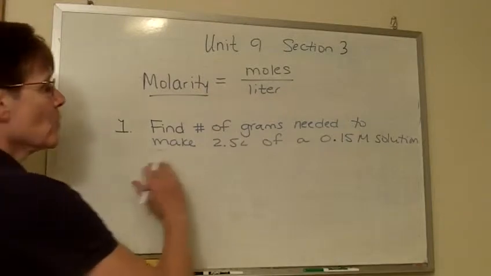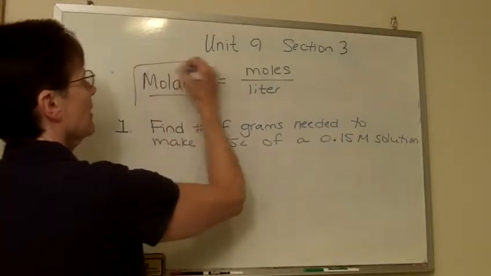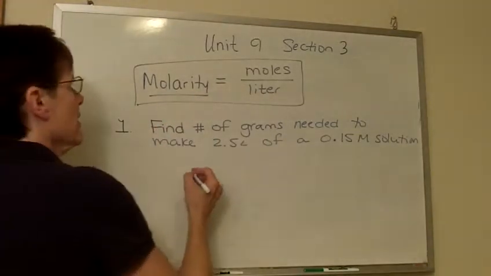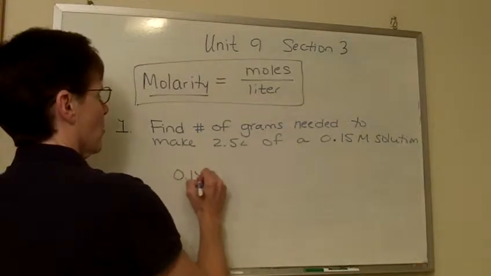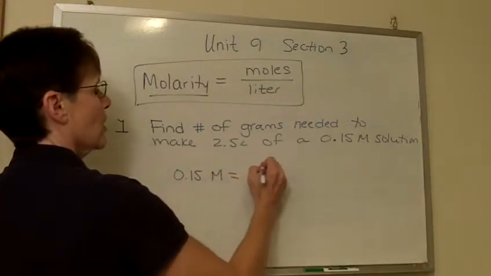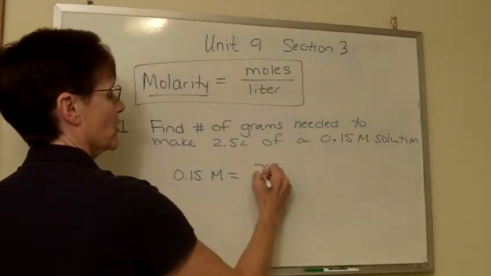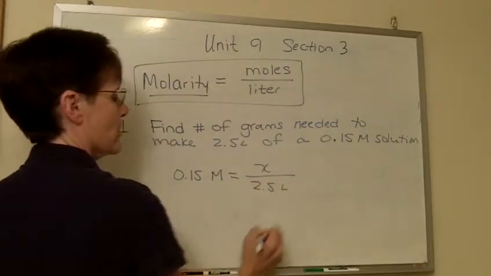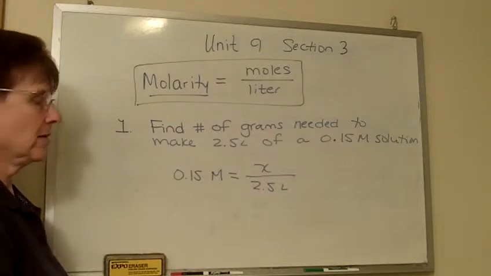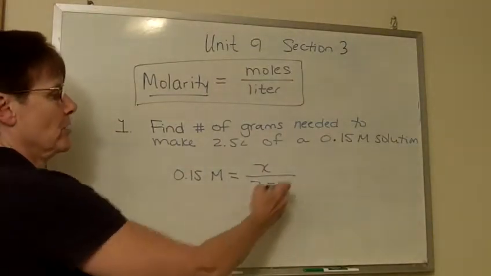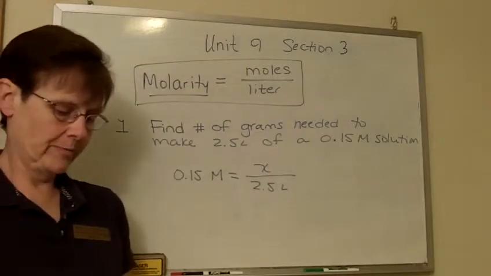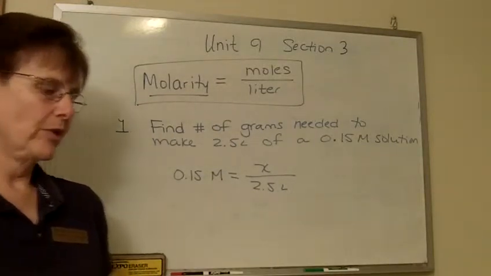So what I'm going to do here is set up exactly what I have, plugging in what I know and solving for what I don't know. The molarity is given in the problem, 0.15 molar equals moles over liters. I don't know how many moles I'm going to need, so I'll call that X. But I do know the number of liters, which was given as 2.5 liters. So using my amazing algebra skills, if I multiply both sides of this equation by 2.5, I will have X. So 0.15 times 2.5 gives me 0.375.